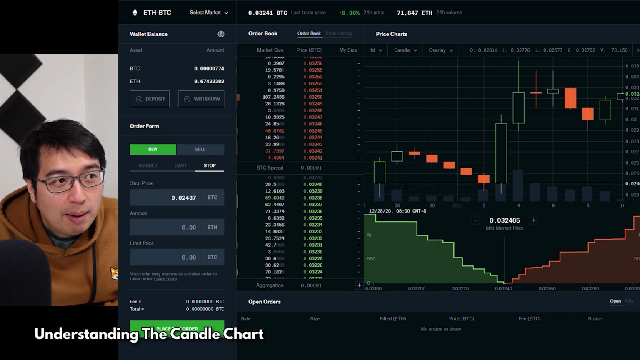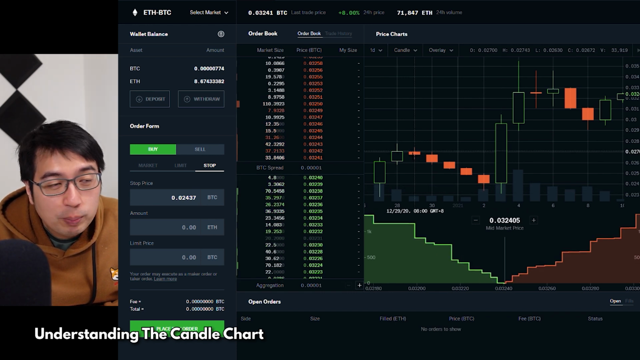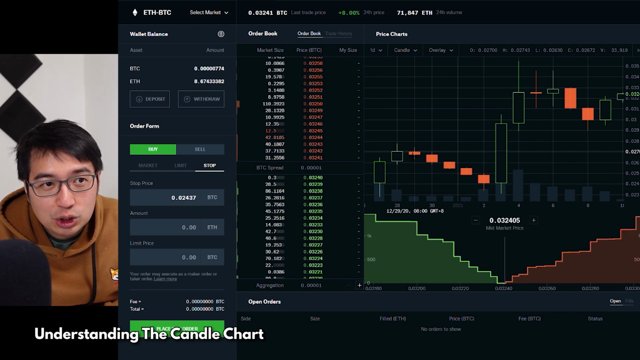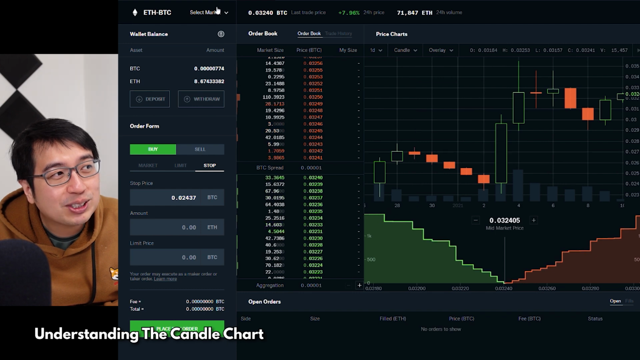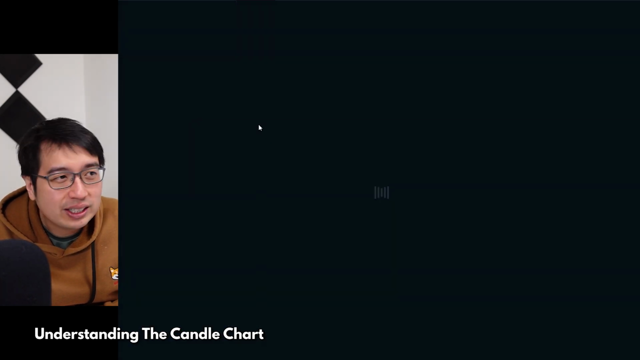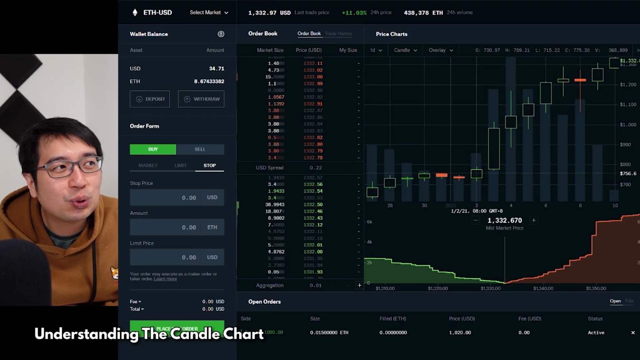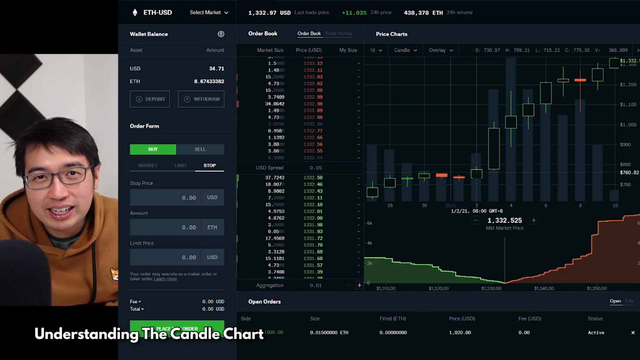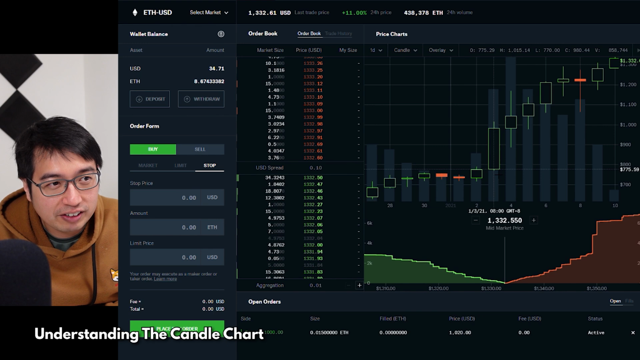So the top of the candle here on red days is the opening price. So we have the opening price of 0.02705. Now this may sound confusing, so I'm going to switch it to US dollars. Let's use Bitcoin, US dollars. And it's a lot different here because everything is green because we're comparing Ethereum to US dollars. So these green candles here are a little different.